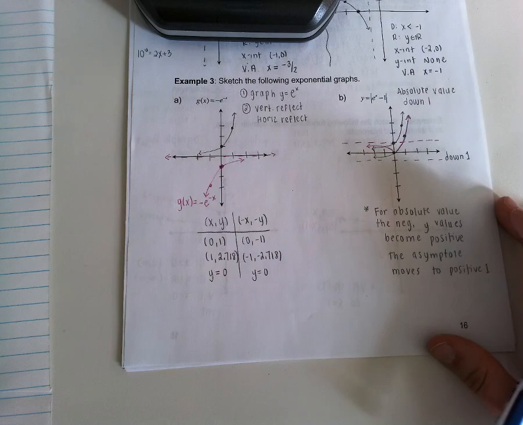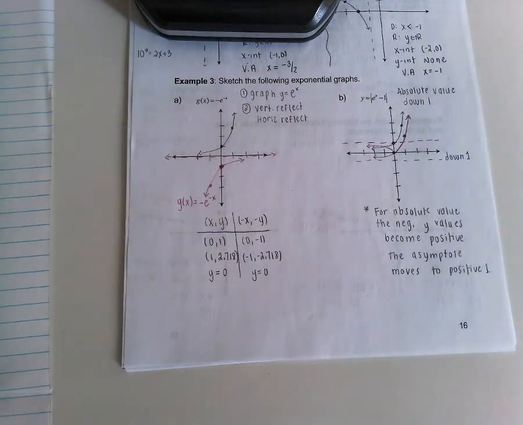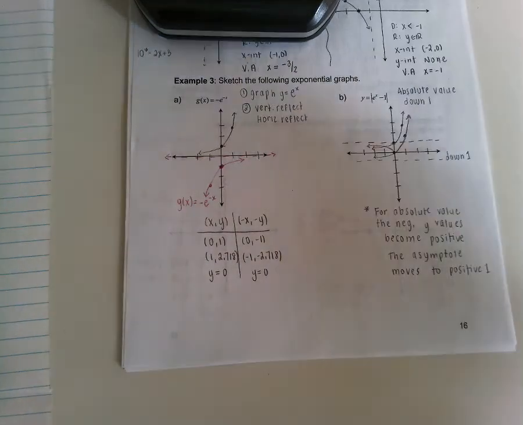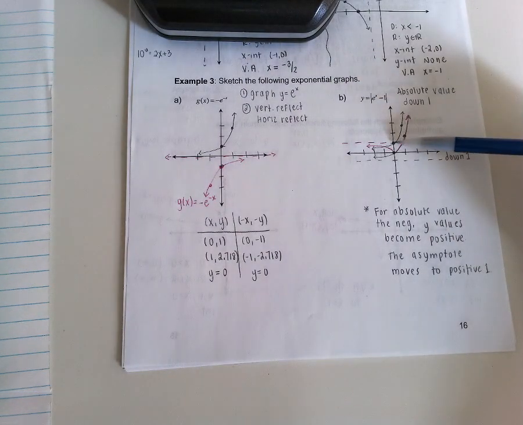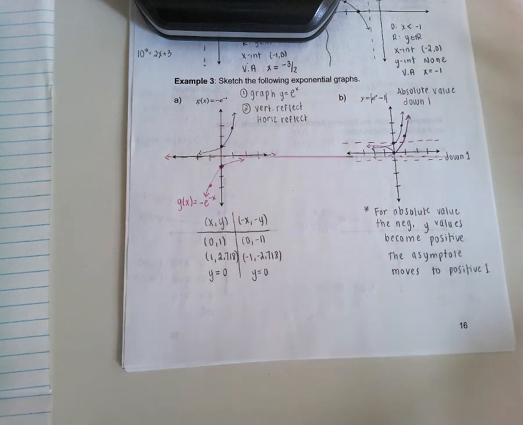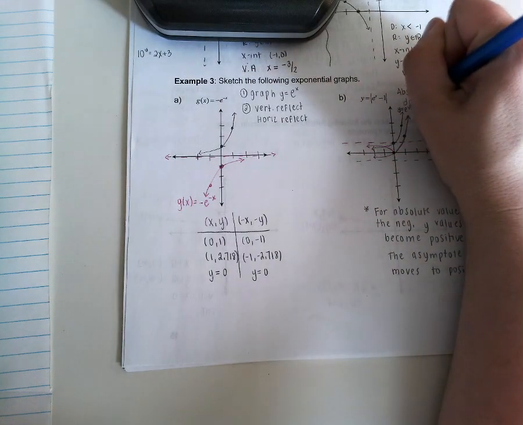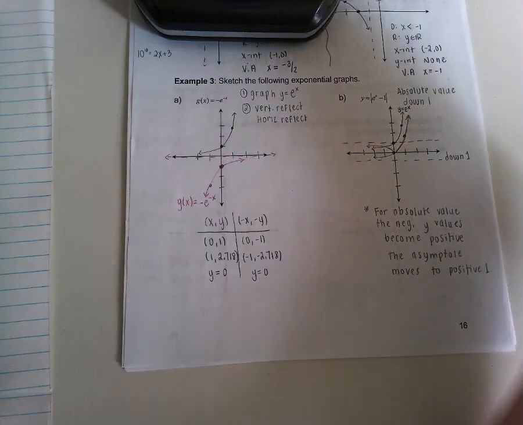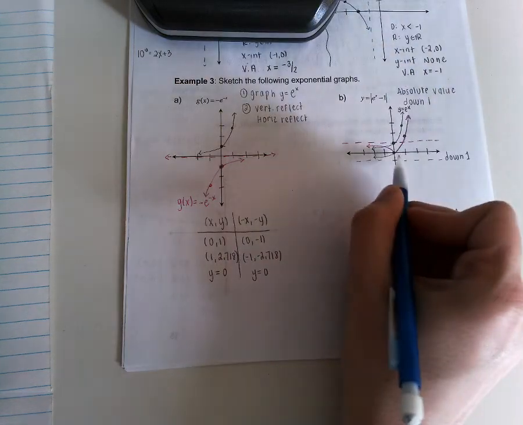If you look at the next one, we have an absolute value of an exponential function and moving down 1. So here I graphed e to the power of x and moved it down 1. So this is a little bit tricky to see. So this graph here is y equals e to the x. That's the gray graph. I moved it down 1, and then I took the absolute value.